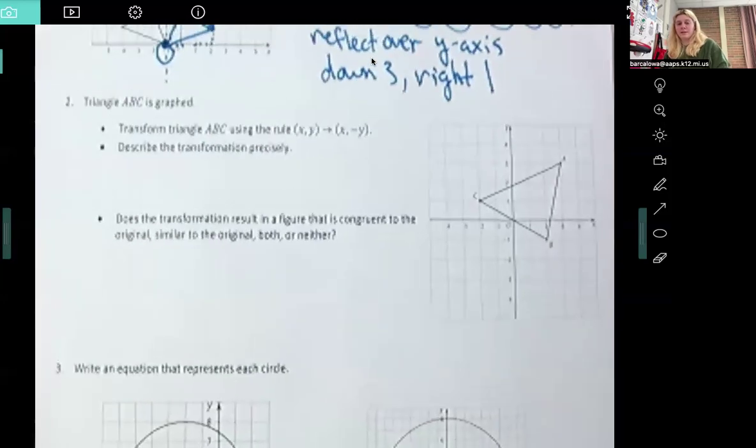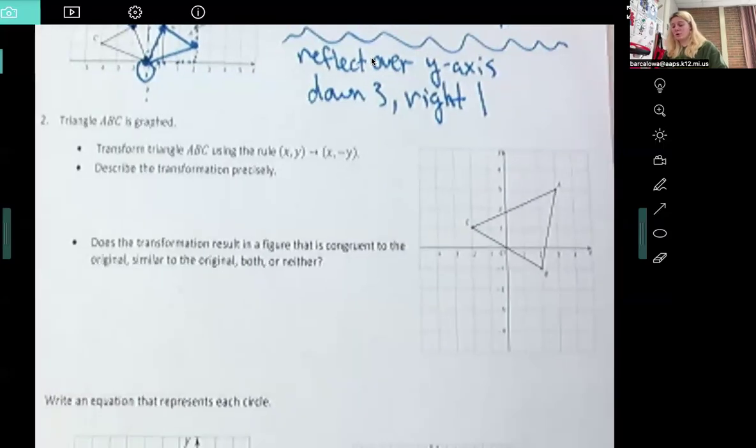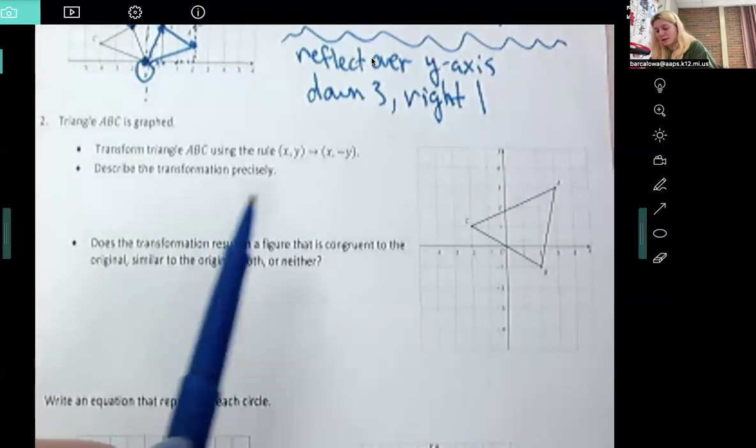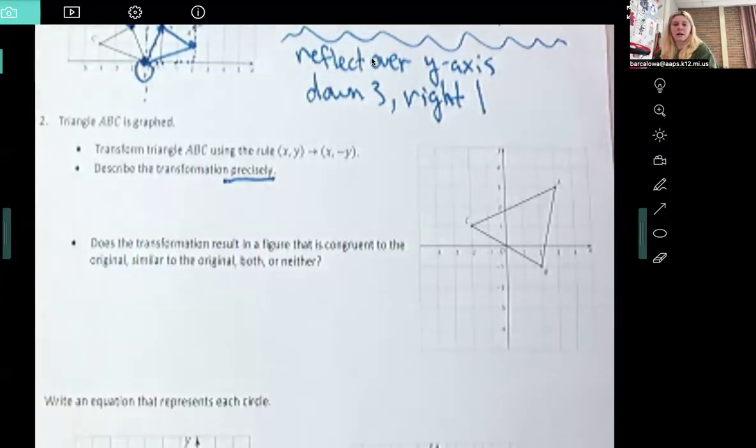All right, triangle ABC is graphed. Transform triangle ABC by using this rule. Describe the transformation precisely. So every type of transformation has details that come along with it, right? Translate, you need to tell me which direction and how far. Rotate, you need to tell me what your center is and how far, and clockwise or counterclockwise. Reflecting, you need to tell me over which line you are reflecting, okay?